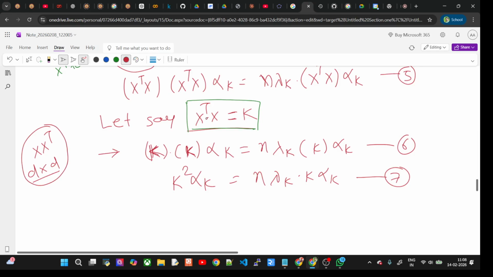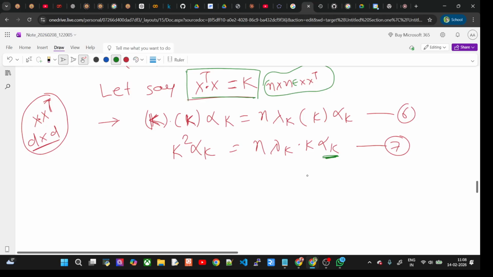But now see here, we are going towards n cross n, some way we are now going. When it is x into x transpose, it is d cross d, but if you see this value, it is now n cross n. This x transpose into x value is n cross n. Okay, we are just moving towards that side. Okay, so we need this alpha k. So now we are going towards the n cross n side. Okay, just be there.